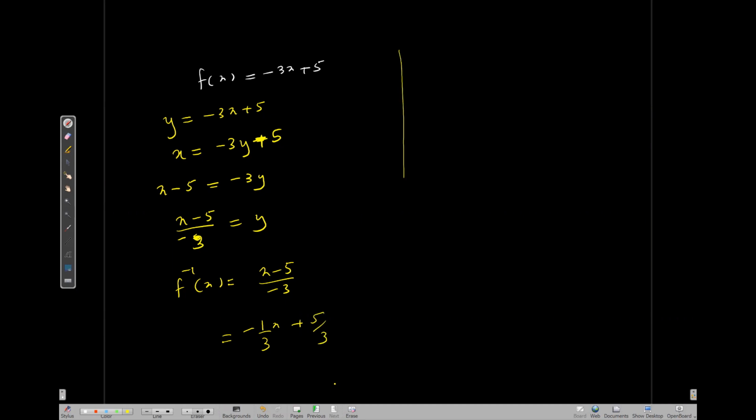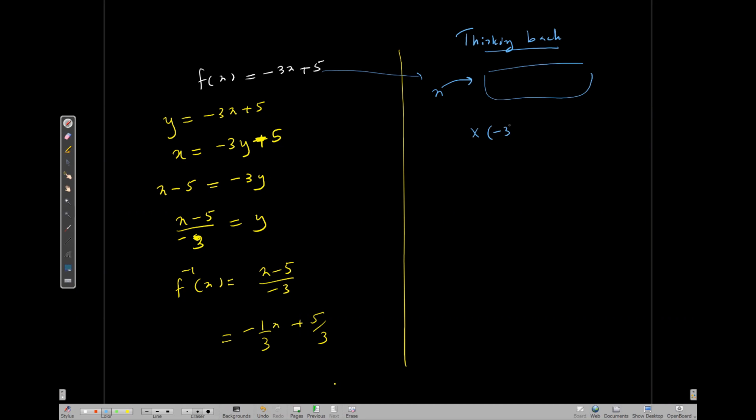Whatever the way. Now let's use our thinking backward technique. So this function, how do you break it down? When you throw your x into your machine, what happens in your machine is first it is multiplied by negative 3, so you get negative 3x, and then you add 5. That's how you get negative 3x plus 5.